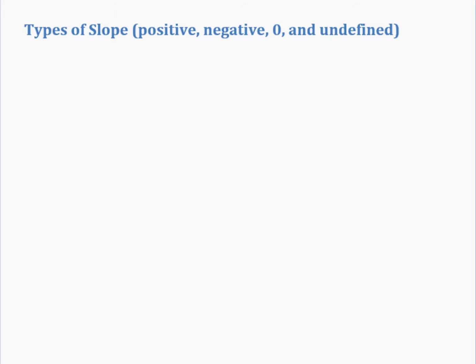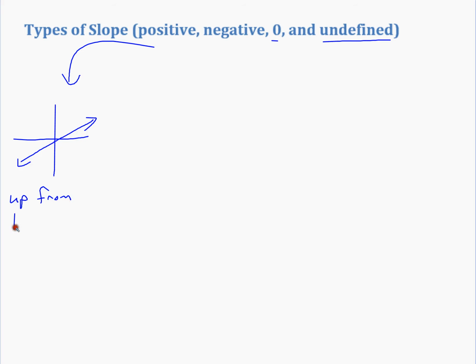We want to look at really the 4 different types of slopes. We just talked about these two. And so a positive slope is a line that moves up from left to right. Up from left to right. So that's a positive slope. We could think rise over run. We have a positive number over a positive number, which is positive. So a positive slope.